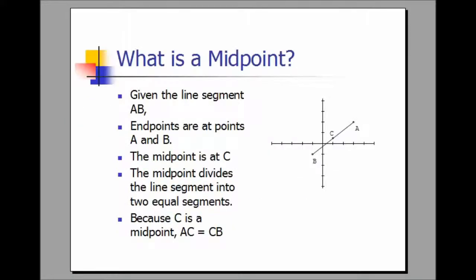What is a midpoint? Given the line segment AB, the endpoints are at A and B, the midpoint is at C. The midpoint divides the line segment into two equal segments. Because C is a midpoint, AC will equal CB.